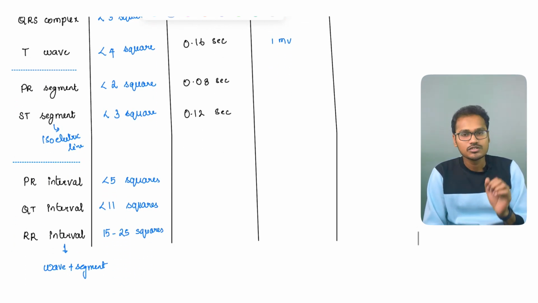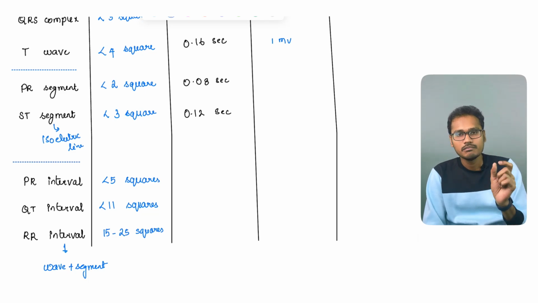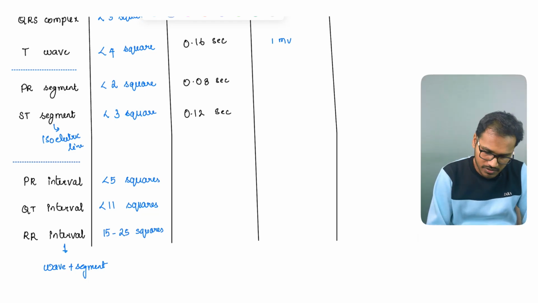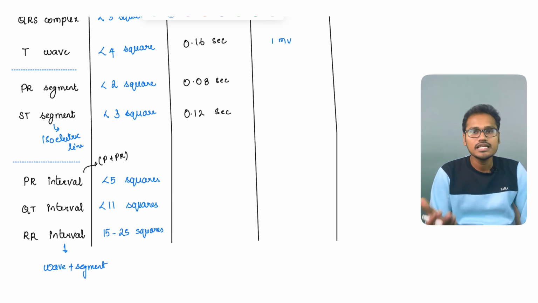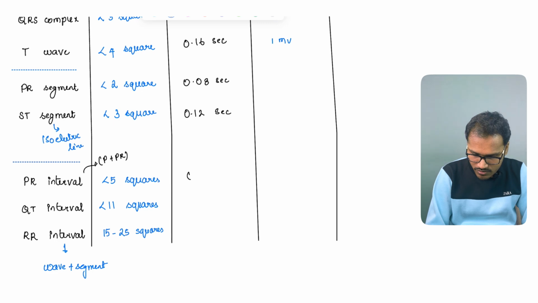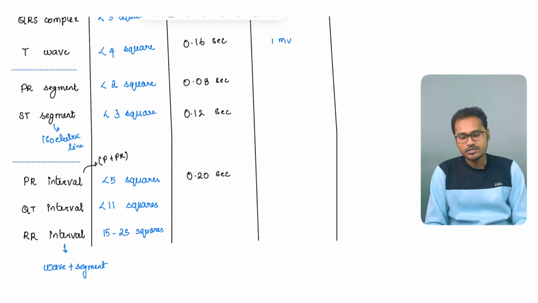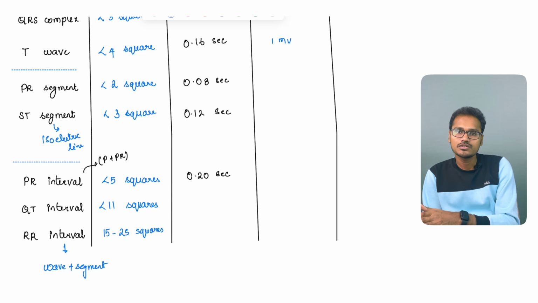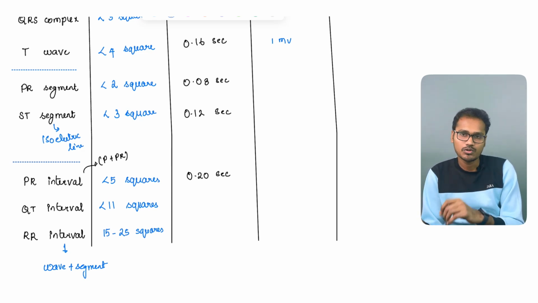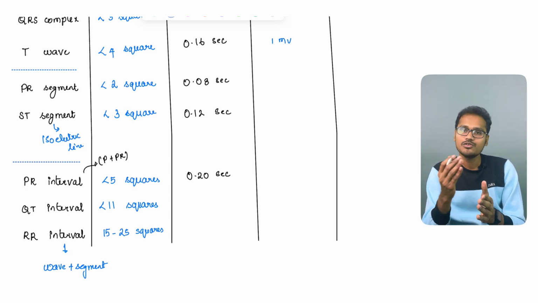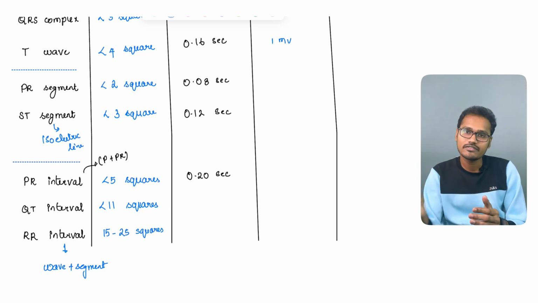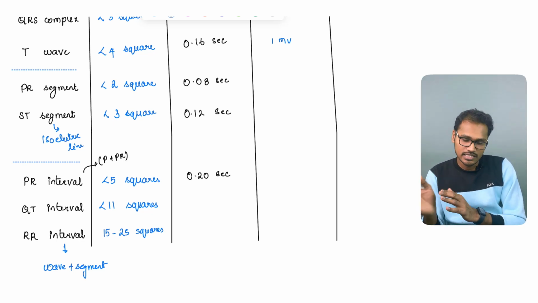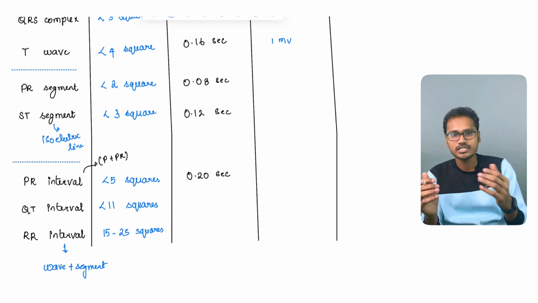Now coming to the intervals. The PR interval is the P wave plus the PR segment. So it is generally less than 5 squares. The maximum value it can be is 0.20 seconds. If it goes beyond this 0.20 seconds, then we call it PR interval prolongation, and PR interval prolongation is an indicator of first degree heart block. So once you calculate the PR interval and you can spot that it is going for 6 boxes or 7 boxes, occupying multiple squares, then we can easily understand that its duration is increased.